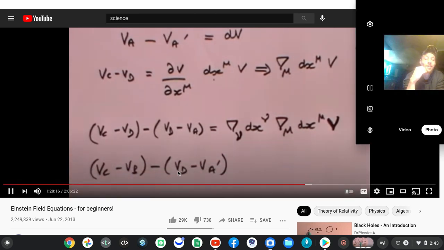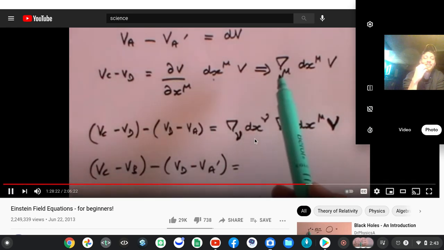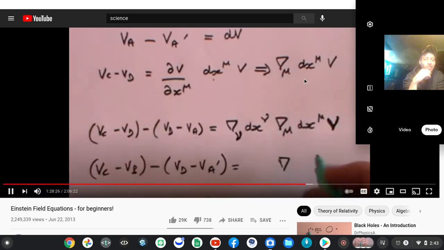And if you wanted to get to VD, it's just going to be VC minus VB. This will be the covariant derivative, this time in the new direction dx mu, times the value of the vector V. But this is the subtraction.